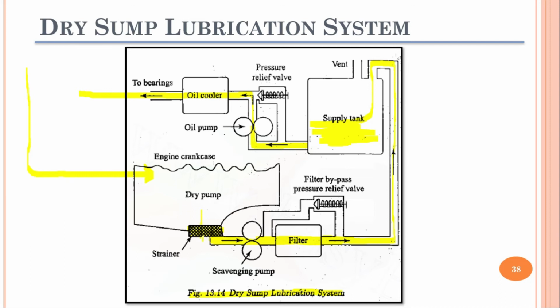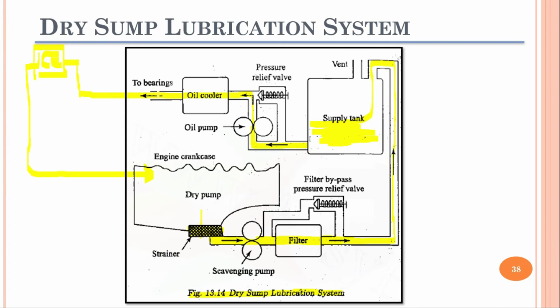It will pass through the strainer and the scavenging pump will again pump it to the supply tank, and then the oil pump will take it from the supply tank and pass it through the oil cooler to cool it, and then into the IC engine for the lubrication. So this is how these engines would be operating. These lubrication systems are operating.